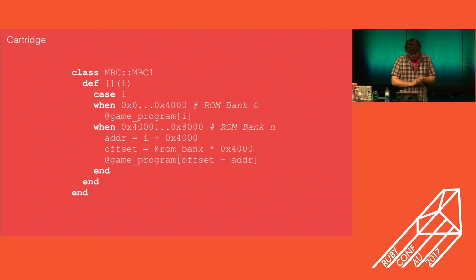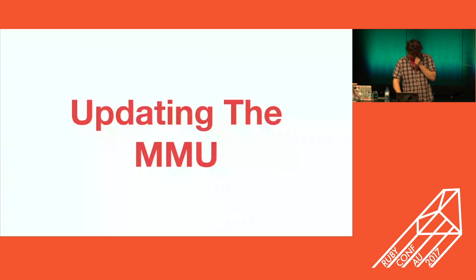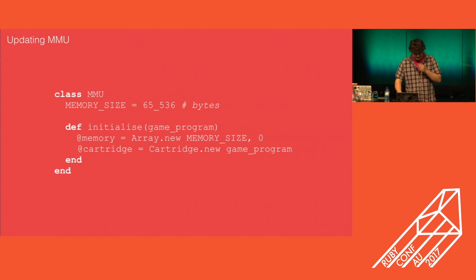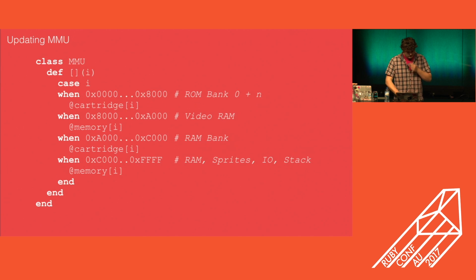So we have to manipulate memory in the cartridge controller because we have to read from the correct region in the game when given a specific address. Once we have that, we can update the memory management unit. It will instantiate a cartridge, and then we can update the reading and writing of the memory management unit to just read from the cartridge instead.